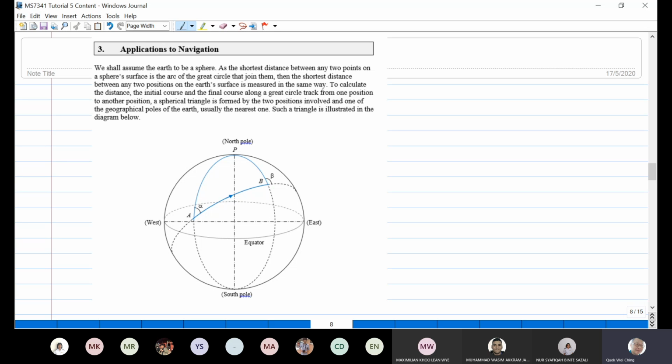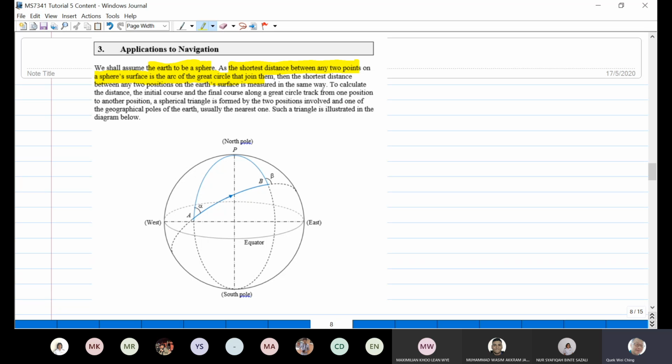Okay, so what is the assumption there? The assumption there is that the Earth is a sphere. We already know that, or at least close to a sphere. How do they find the shortest distance between any 2 points? The shortest distance between any 2 points on the surface is along a great circle, so you join the points by following the great circle.